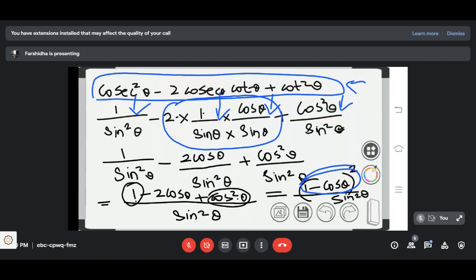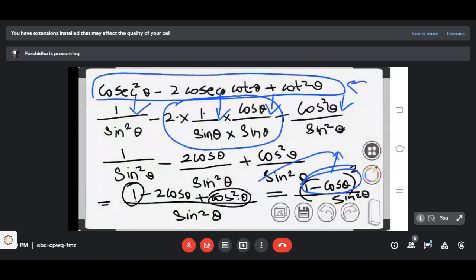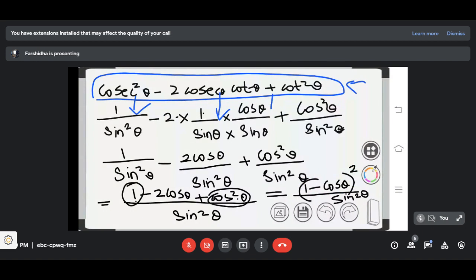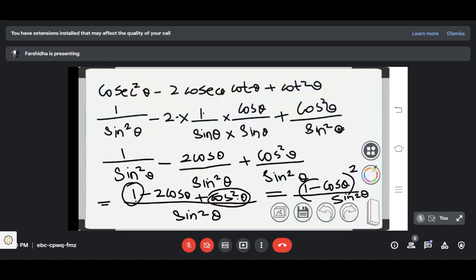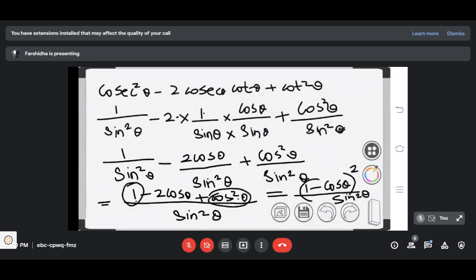That is here, 1 minus cos theta whole square. So that when we expand this identity, we are getting 1 minus 2 cos theta plus cos square theta. So we got 1 minus cos theta whole square divided by sin square theta now. Okay, hope you have copied this. We'll move to the next page.